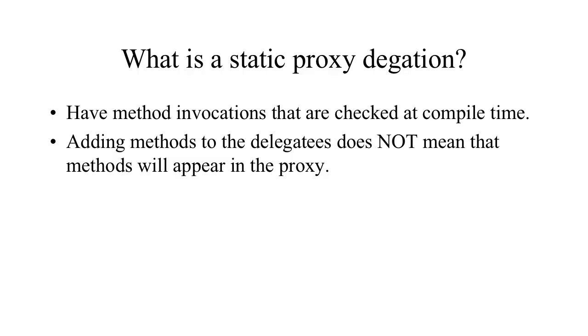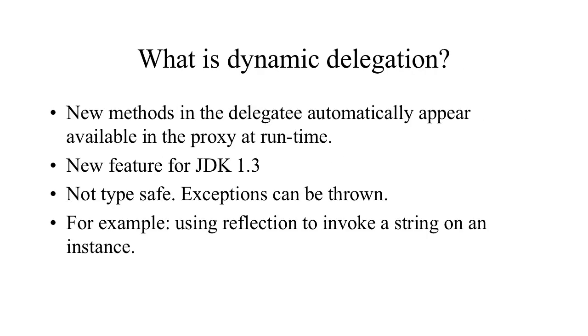So a static proxy delegation means that the method invocations are checked at compile time. That means the instance has been constructed and compiled, in comparison to some dynamic delegation system, which is done at runtime. Adding methods to the delegatee does not necessarily mean that the methods appear in the proxy. Those methods have to be constructed by the static proxy synthesizer. That could be done by hand or done automatically. Dynamic delegation is different. That's new methods in the delegatee automatically appearing as available in the proxy at runtime, and that's a new feature for JDK 1.3.